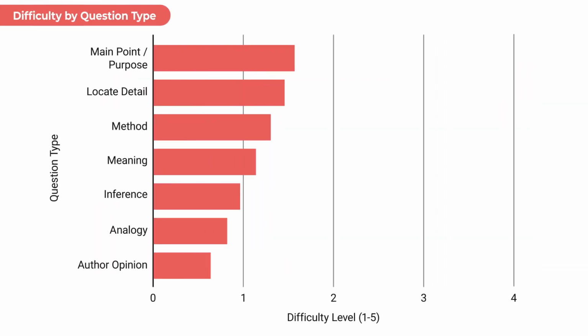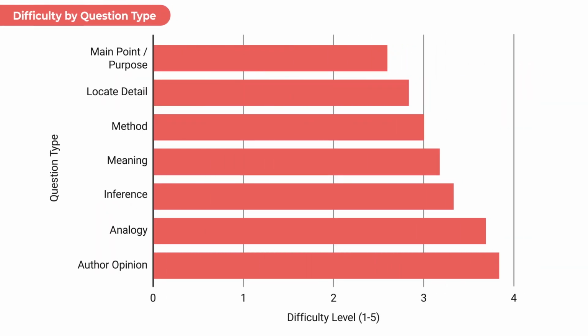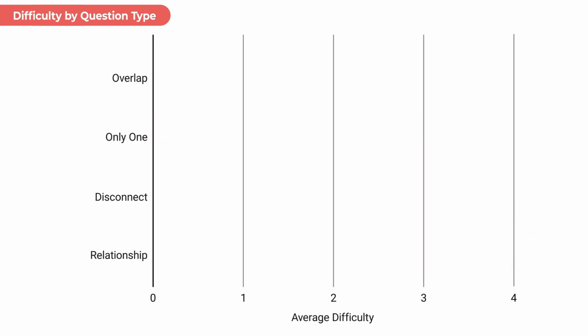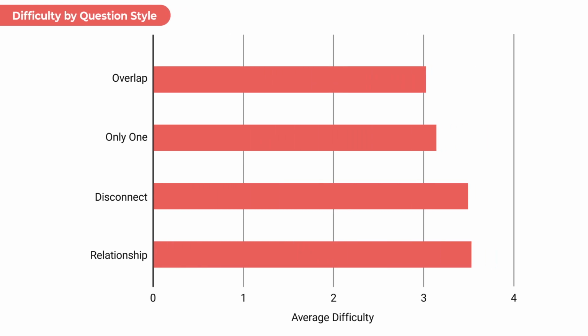The relative difficulty of different question types is pretty much the same, whether it's standard reading comp or comparative reading. Main point, big picture questions, and locate detail are among the easiest, and then opinion, inference, analogy are among the hardest. In terms of those 4 buckets we showed you before, overlap tend to be the easiest, where they're asking us which of these answer choices is true for passage A and true for passage B. They're probably the easiest because you actually have 2 different chances to eliminate an answer. You can get rid of it because it wasn't true for A or wasn't true for B.